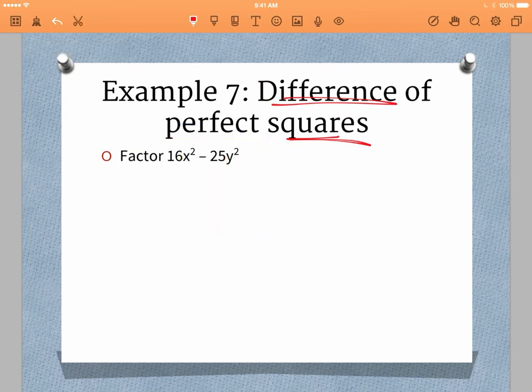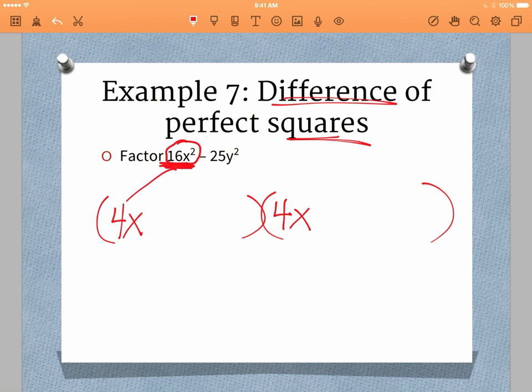What you want to do when you have the difference of perfect squares is you want to get two binomials again. And what you do is you take the square root of the first term, which will be 4x, and you put that in the front. Wherever this term is, it fits in the first space. It also has to then go in the first space of the two binomials. Similarly, the square root of 25y squared is 5y. And then you just put two opposite signs in there.